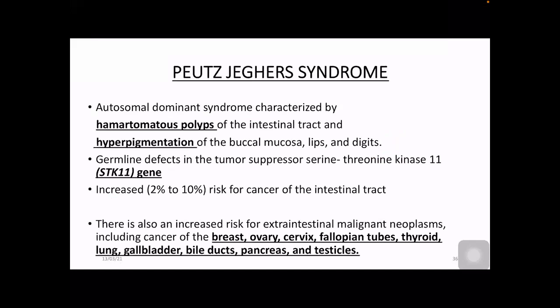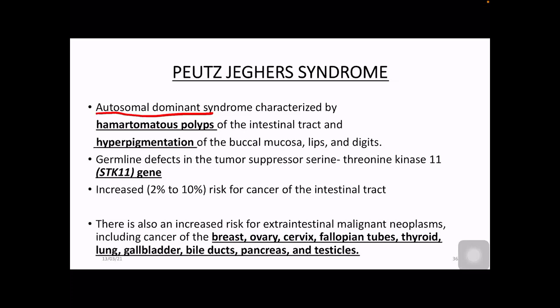Fine. So Peutz-Jeghers syndrome is another important colorectal cancer syndrome, which is basically characterized by hamartomatous polyps. So remember, this is also autosomal dominant. Most of these are autosomal dominant, except two things which I said before, MAP, MUTYH-associated polyposis, which has an autosomal recessive inheritance. So Peutz-Jeghers syndrome is characterized by hamartomatous polyps and hyperpigmentation of the buccal mucosa.